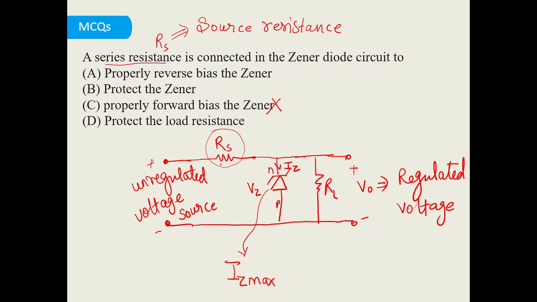Now this RS is selected in such a way that, if no load is connected to the Zener diode circuit, meaning all the maximum current would flow through the Zener diode, the current through the Zener diode will not exceed this IZ maximum. That means RS is selected in such a way that it protects the Zener diode from getting damaged. So what is the answer? The series resistance is connected in the Zener diode circuit to protect the Zener diode from getting damaged. So option B is correct. Let us now move to the next MCQ.